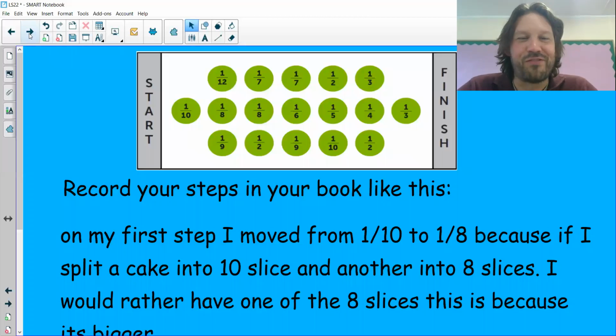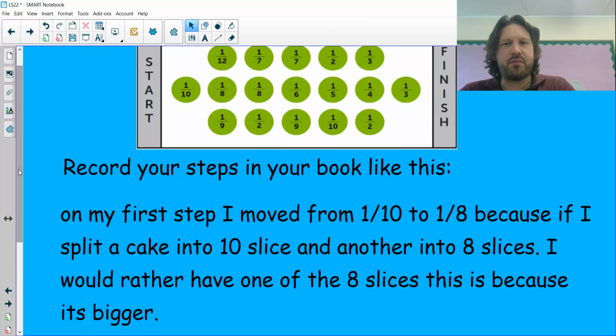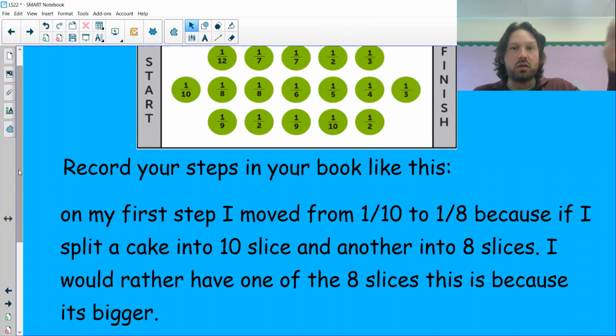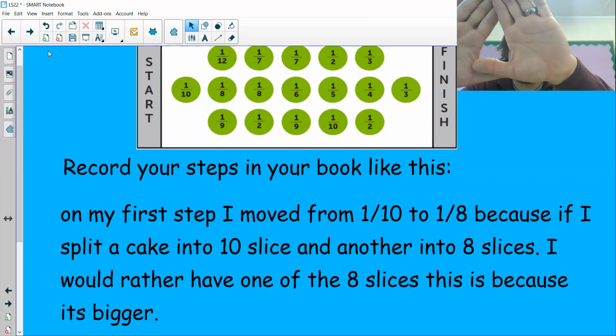Okay, record your steps in your book like this. On my first step, I moved from 1/10 to 1/8, because if I split a cake into 10 slices and another into 8 slices, I would rather have one of the 8 slices. This is because it is bigger. So I would like you to now explain one of your jumps, not the whole path because you'd be writing forever, but one jump, and explain why you made that jump and why it was important. Okay? And we can pause here and do that.